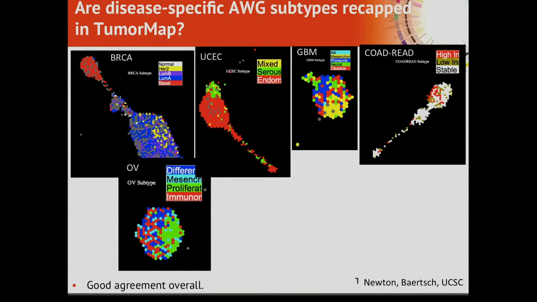The subtypes are preserved in the mRNA maps, at least, which is shown here, like breast cancers. You can see the different subtypes, luminals, shown in blue, or the basals. There's endometrials versus serous uterine cancers. Some of the GBM subtypes are somewhat teased out by these global maps and so forth.